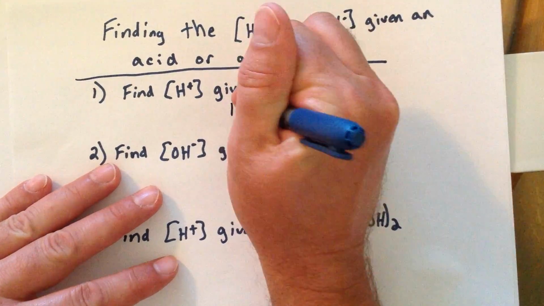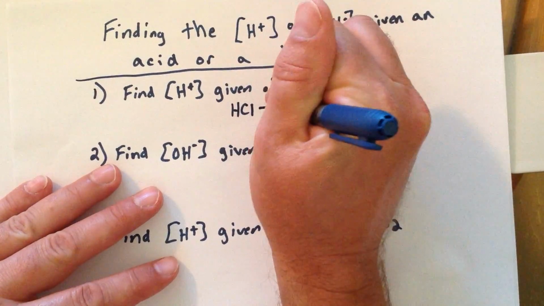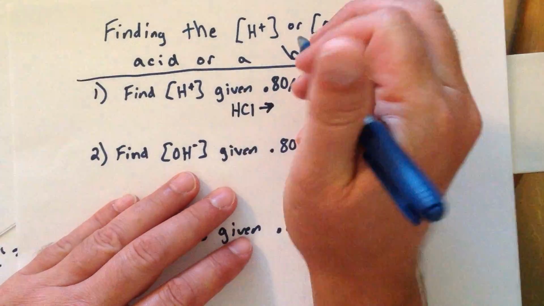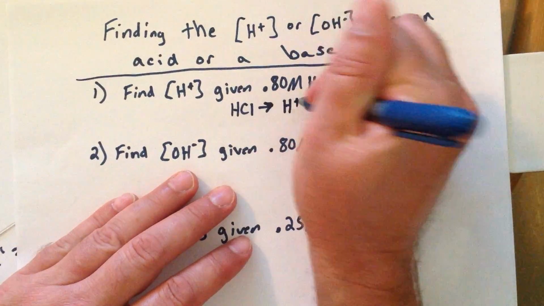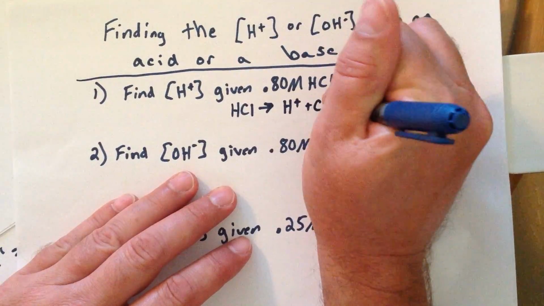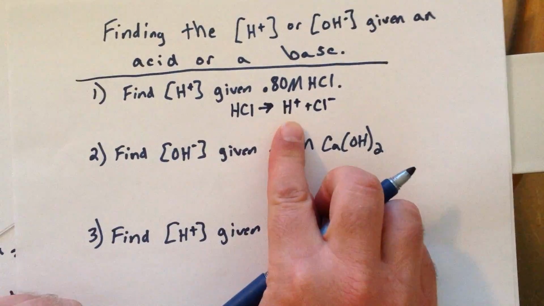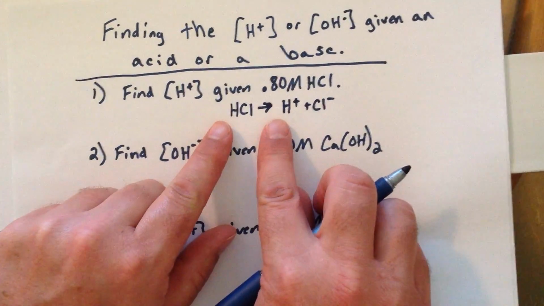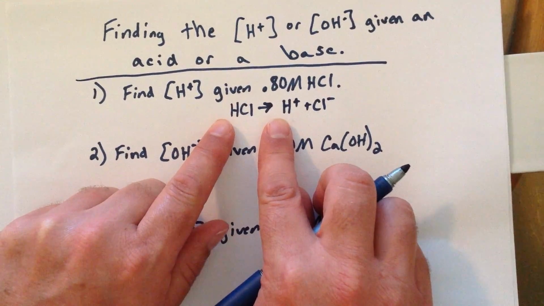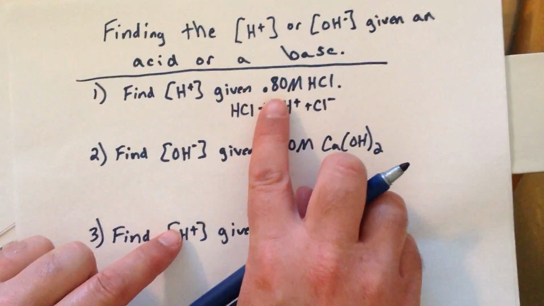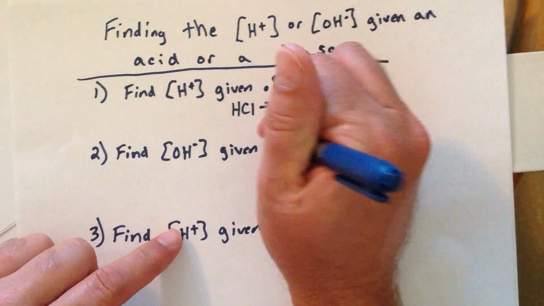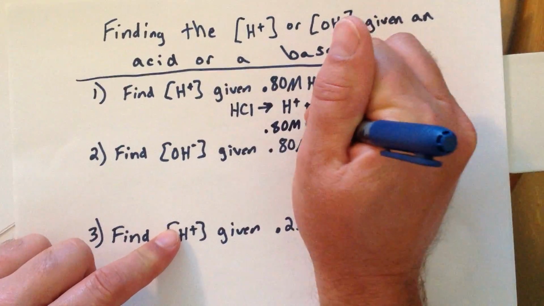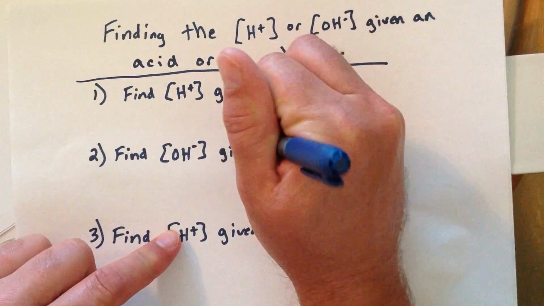For this first one, I'm going to go ahead and write out the balanced equation. Remember, with a strong acid, you have 100% dissociation. So you create H plus and Cl minus. Now, we normally would say H3O plus, but I'm in a hurry, so I'm just going to write H plus. So you see it's a 1-to-1 ratio here. So because of that 1-to-1 ratio, the answer here is the answer. So my final answer there is just the same, 0.80 molar H plus.